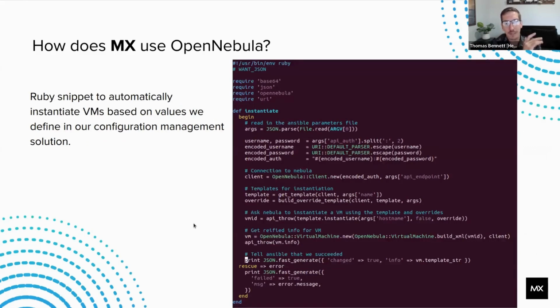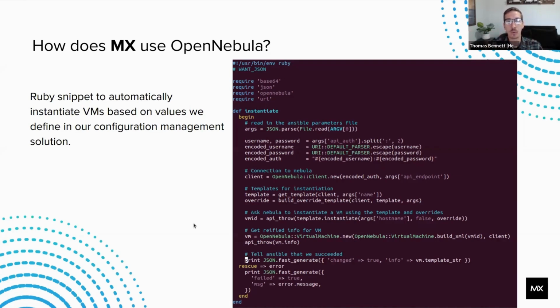Okay, so I've got a couple code snippets here. I don't expect anyone to be reading the code necessarily, but I already mentioned that we're a Ruby shop primarily. This is just a small portion of a pretty lengthy Ruby script that we've written that ties into Ansible for instantiating new virtual machines. So what we're able to do is define a virtual machine in our own configuration management solution.